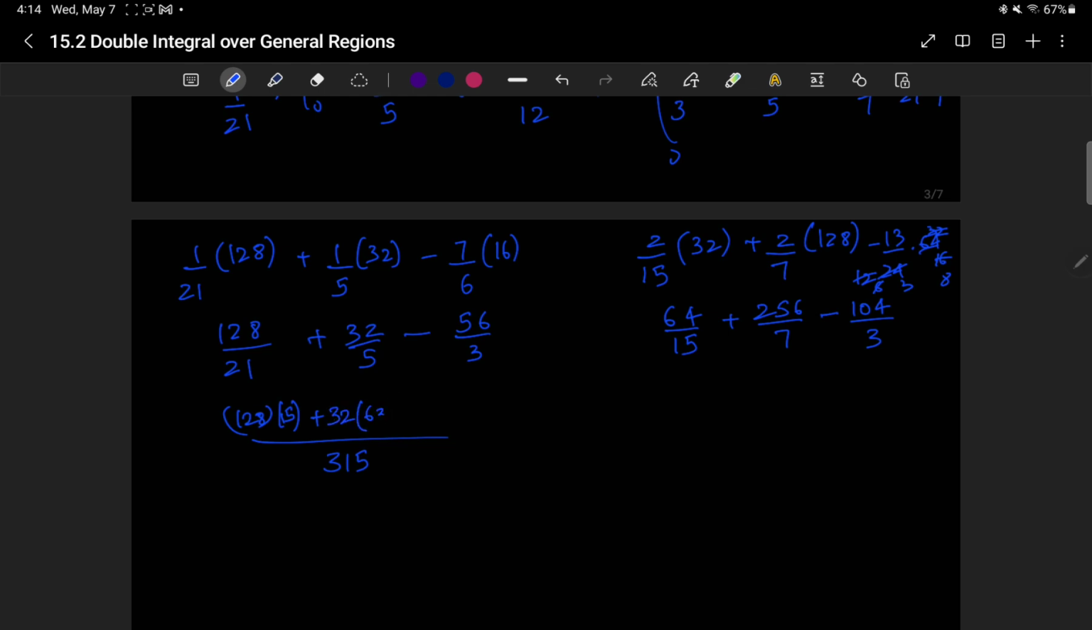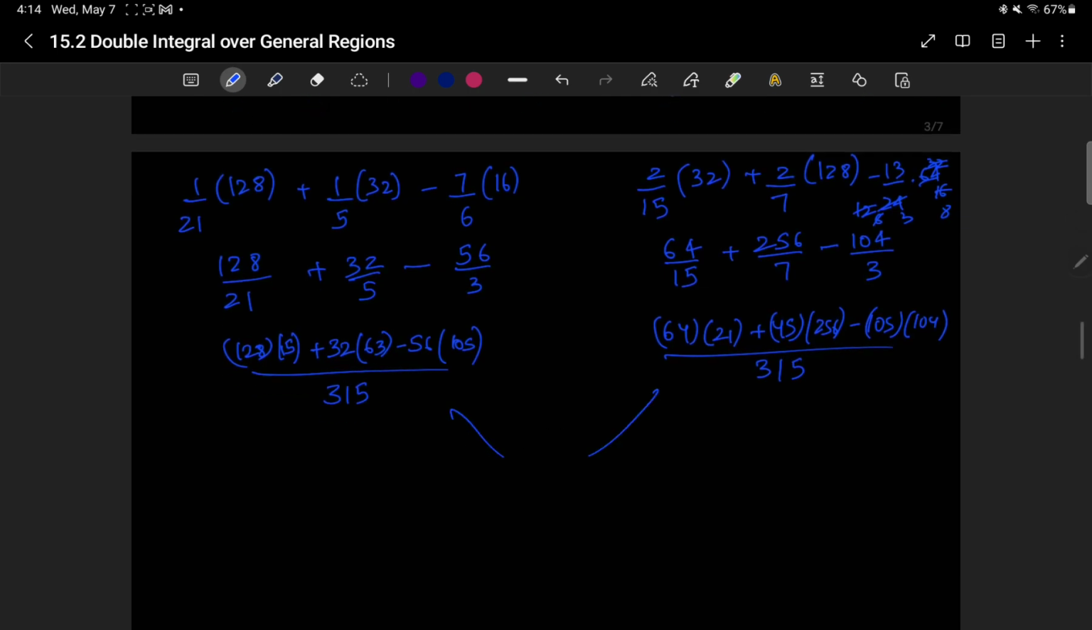32, that's going to be 63 times, and 56, 105. This will also give 2315, 21 times, so 64 times 21 plus 45 times, 45, 256, and 105, 104. And if you evaluate both of these, they will give you the same result, which is 216 over 35.